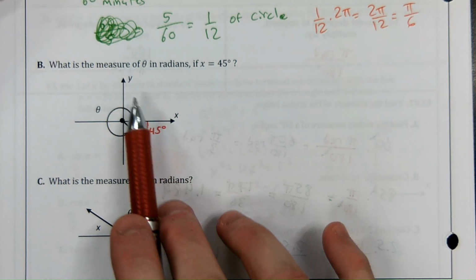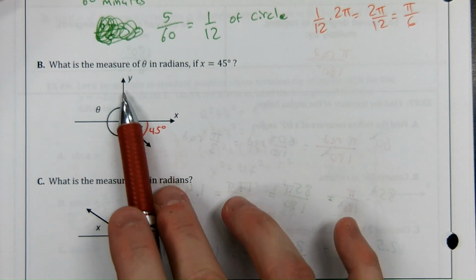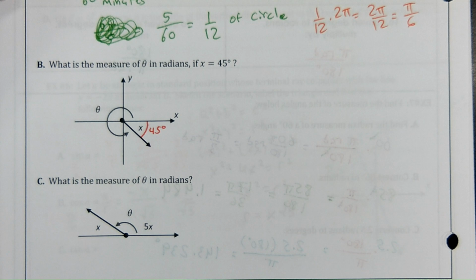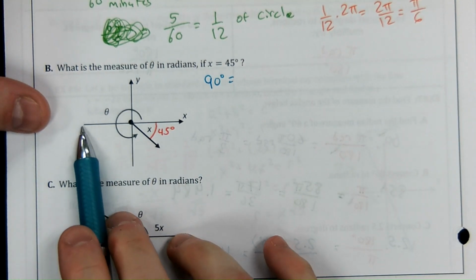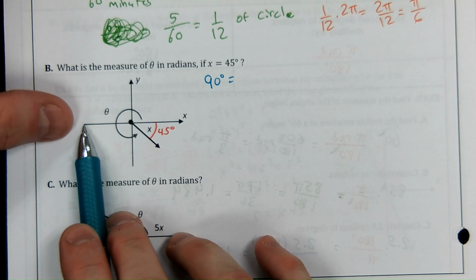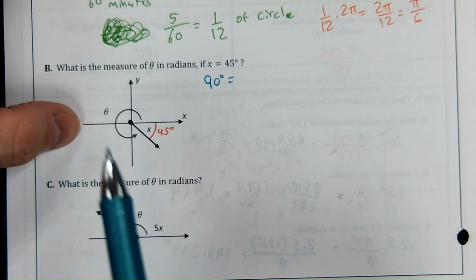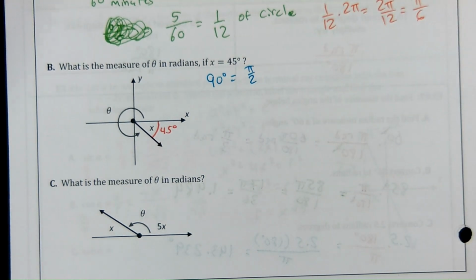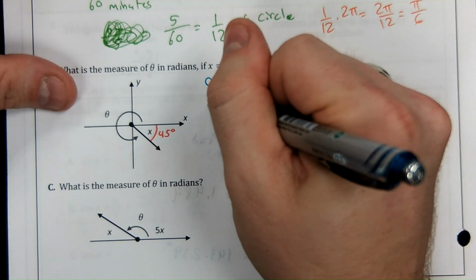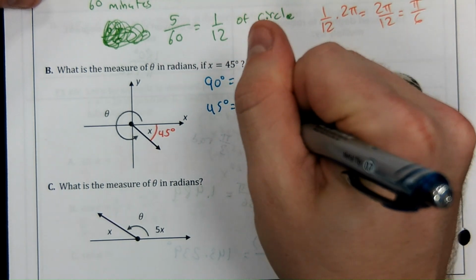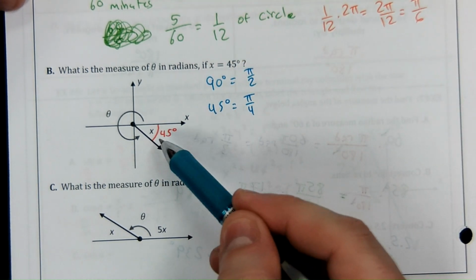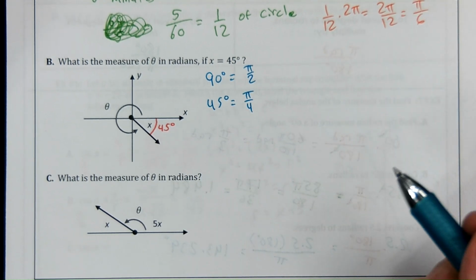From here to here is how many degrees? 90 degrees, yes. And 90 degrees was how many radians? Let's see. Well, how about this? From here to here was how many radians? Pi radians. So that from here to here is half of that, or pi over 2 radians. And 45 degrees is half of 90 degrees, is it not? So half of a pi over 2 is a pi over 4. This little red angle has a measure of pi over 4 radians.